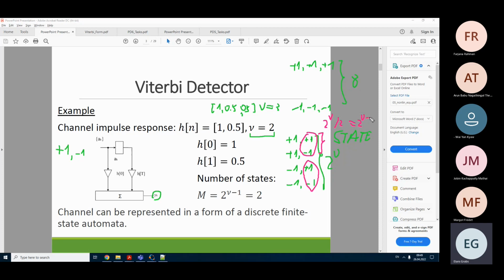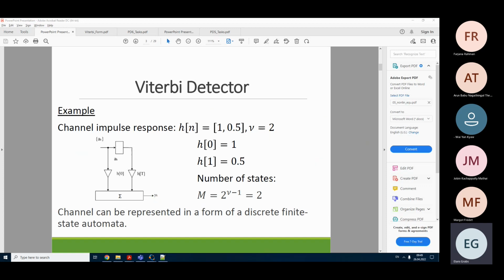So this is actually a Greek letter nu. And accordingly, this is why we have this number of states. And this number is a finite number. So that's why we call this a finite state automata. So the channel is this finite state automata.